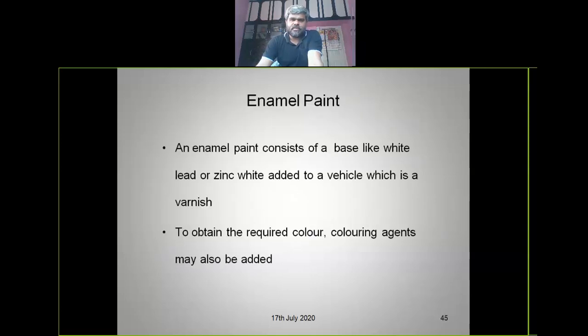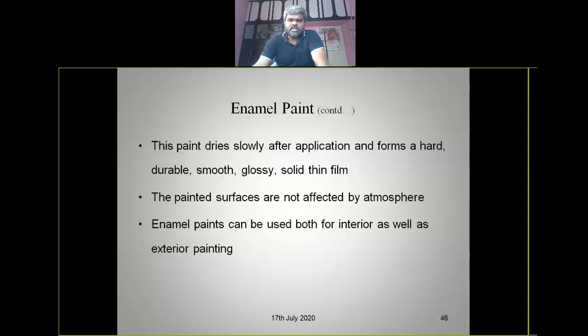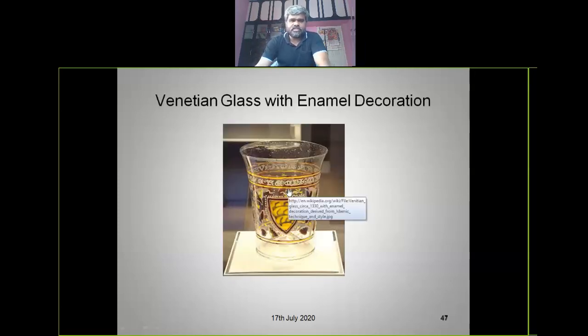Enamel paints. Enamel paint consists of a base like white lead or zinc white added to a vehicle, which is a varnish, to obtain the required color. Coloring agents may also be added. These paints dry slowly after application and form a hard durable surface. Painted surfaces are not affected by atmosphere. These can be used both for interior as well as exterior painting.